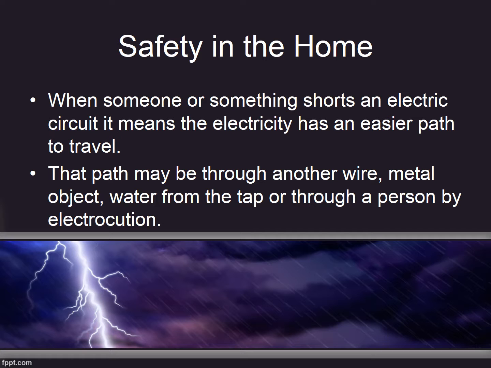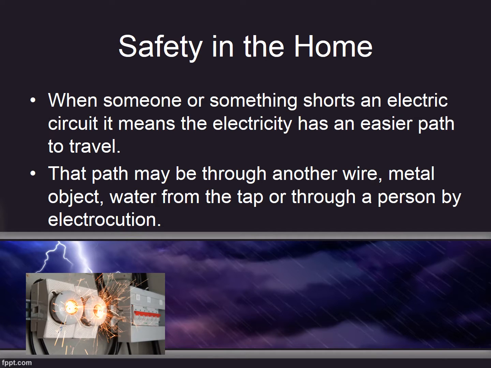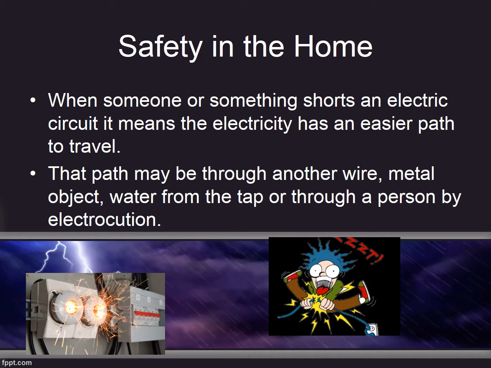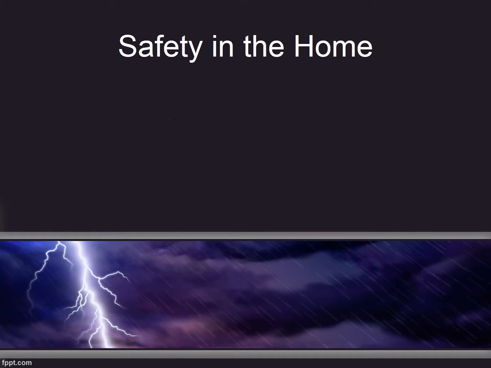And the big problem is that there are other ways of getting electricity to travel in other paths than it should. It might connect to another wire. It might be a metal object like little Johnny and his knife, or even water from the tap, or a flood, let's say. Or the other reason that the electricity might go a different direction is, as we said, through electrocution of a person. So we want to keep this house really safe so that this doesn't happen. How do we do that?